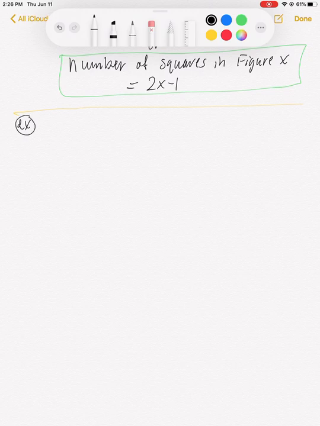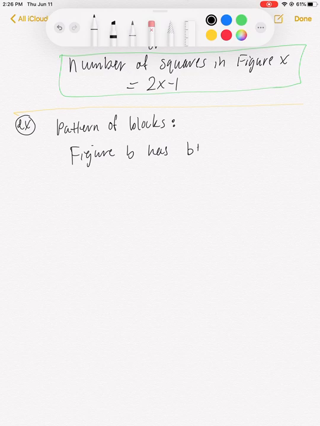Say we have a pattern of blocks. We built the first few cases of a pattern with blocks. Okay. And to know the number of blocks in figure b, it has the expression (b plus 1) quantity squared plus 2 blocks in it. Okay.